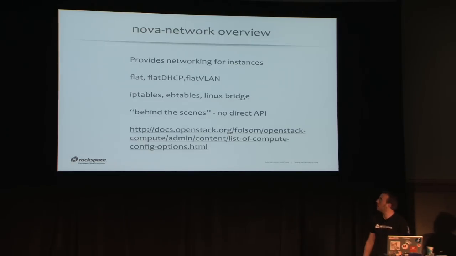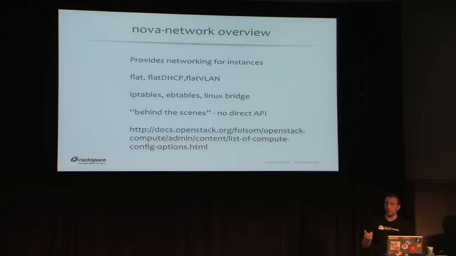All right, so what is Nova Network? Quick overview of it. It basically provides networking for your instances, right? It is the piece of OpenStack that says, I'm going to provision an IP from an available pool, and I'm going to give it to this instance. It actually does a number of other things behind the scenes, which we'll talk about.